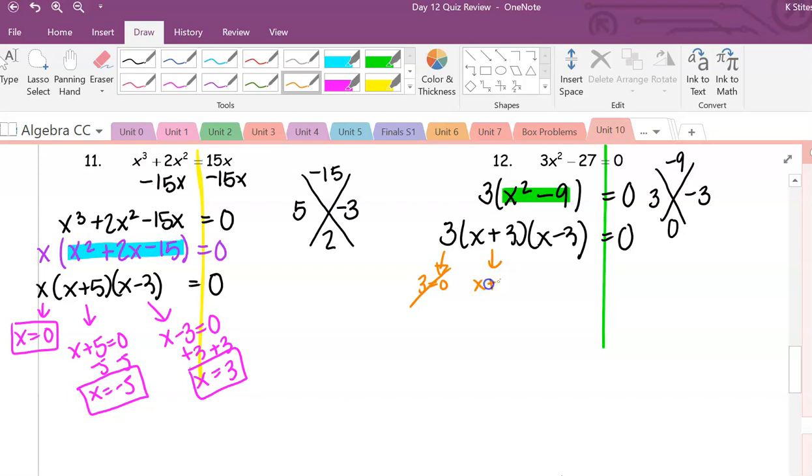Instead, I just set everything with an x equal to 0. And minus 3, first solution, at least for me, is x equals negative 3. Add 3, and my other solution is x equals positive 3.